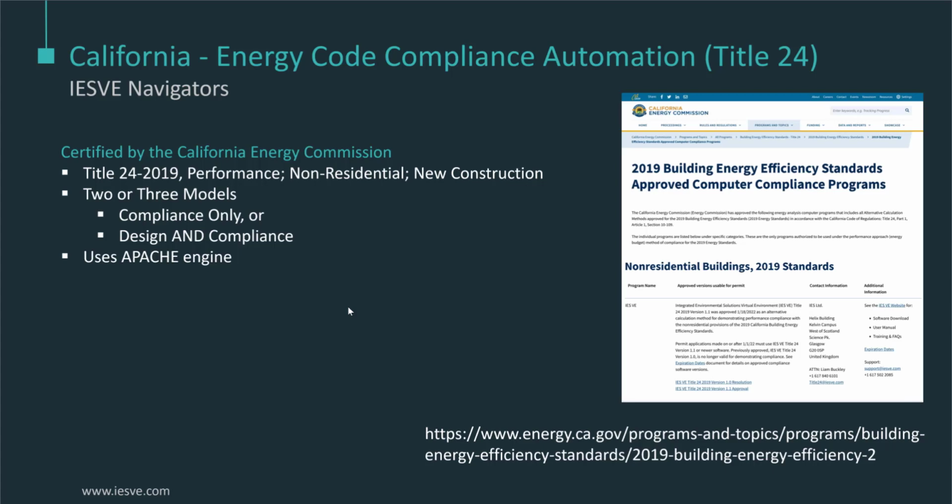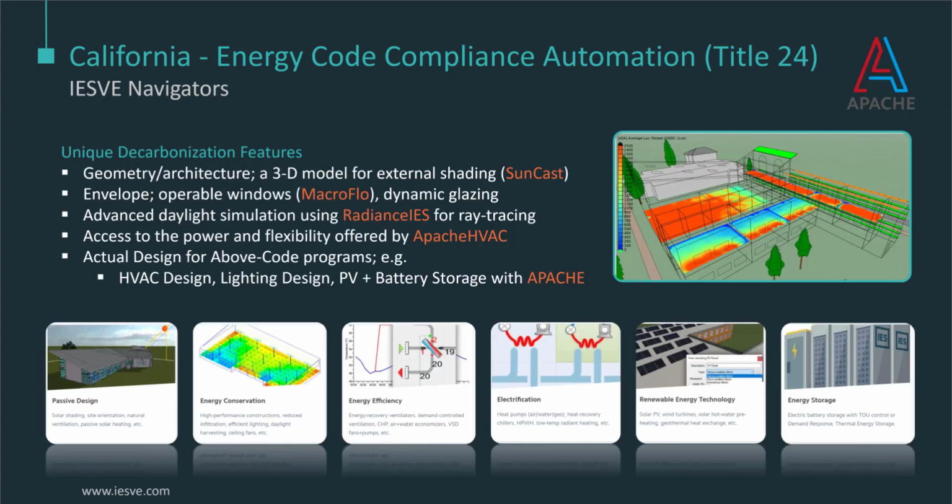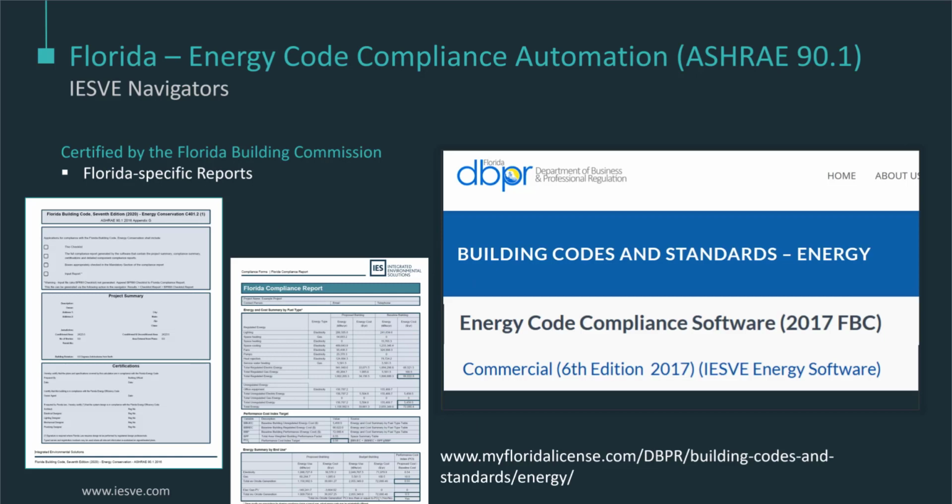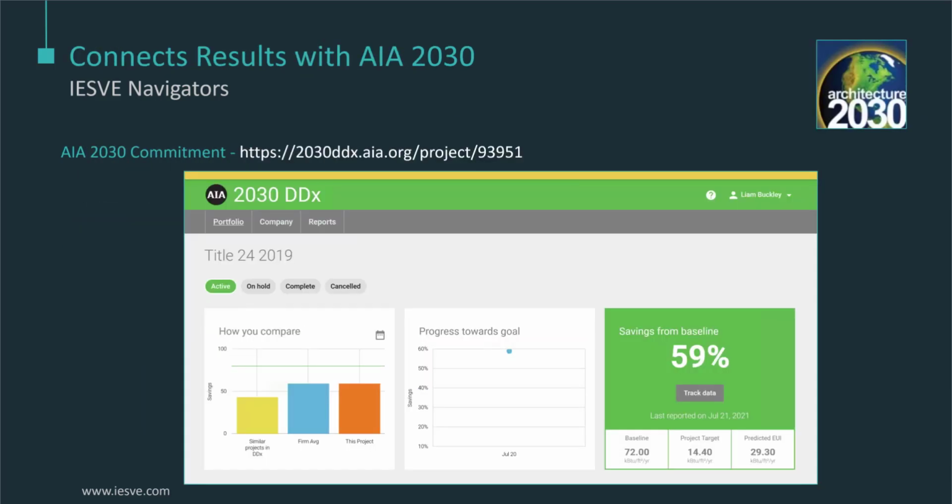Okay, so I've mentioned Title 24 already. IES has been certified in California for the 2013, 16, and 19 code cycles, so we're expecting news on that imminently for the 2022 code. Mentioned floor already. We're including ASHRAE 62.1 and 170 in the ventilation calculations. Report export to AA 2030.